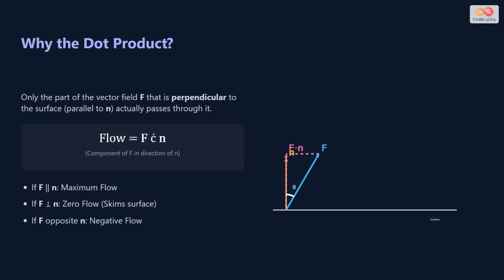So why do we use the dot product? Because only the part of the flow that is pushing through the surface matters. The dot product of F and n gives us the component of the vector field that is parallel to the normal vector. If the flow is parallel to the normal, flux is maximum. If the flow skims along the surface, perpendicular to the normal, the flux is 0.